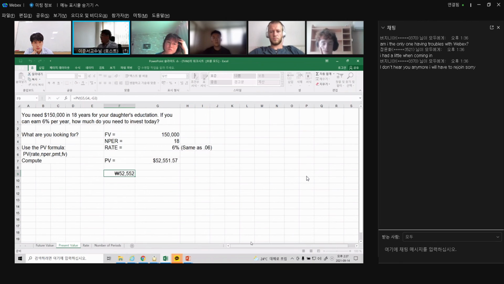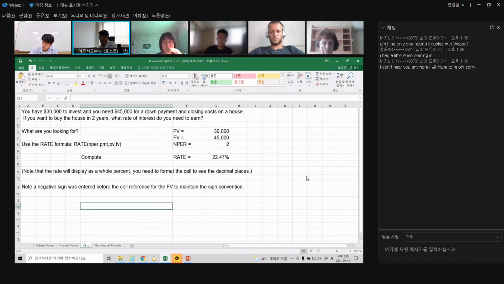$52,552. So if we save or invest $52,552 today, then we can receive $150,000 18 years later on if the interest rate is 6%. All right, that's the second example. The third example is about the interest rate. So you have $30,000 to invest and you need $45,000 for a down payment and closing costs on a house.